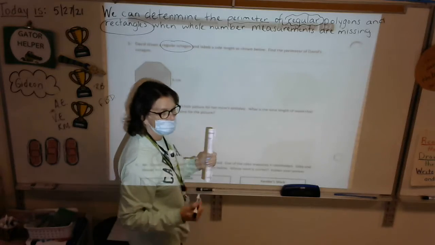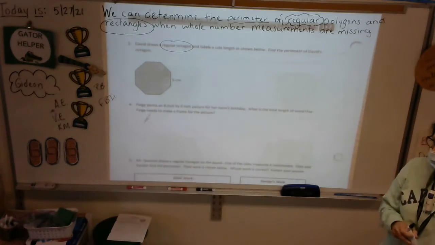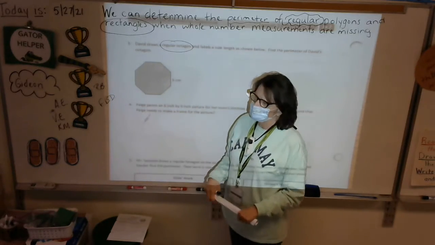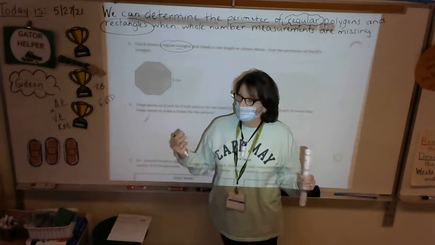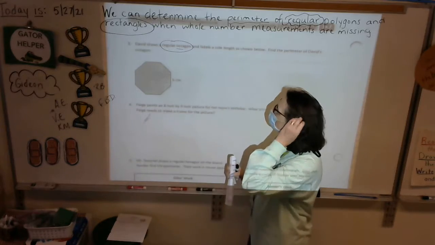So we know all the sides are equal, and Aubrey, we also know how many sides. How many sides? 6 centimeters. No, how many sides? 6. Not 6. What does oct mean? 8. Oct means 8. Remember, an octopus has 8 legs. Okay, so 8. Go ahead, Rocco.